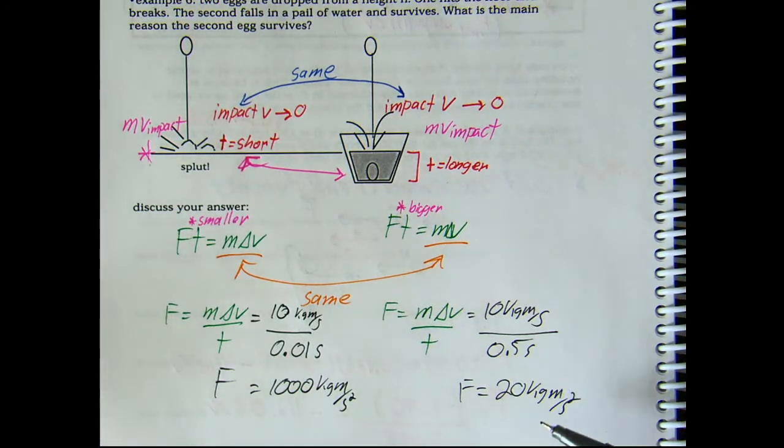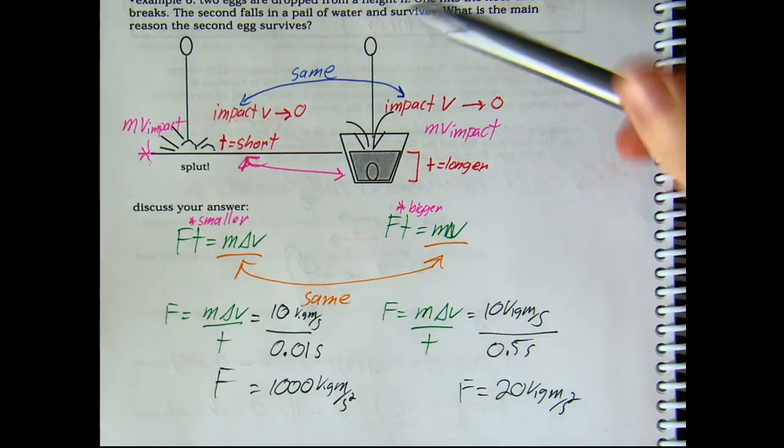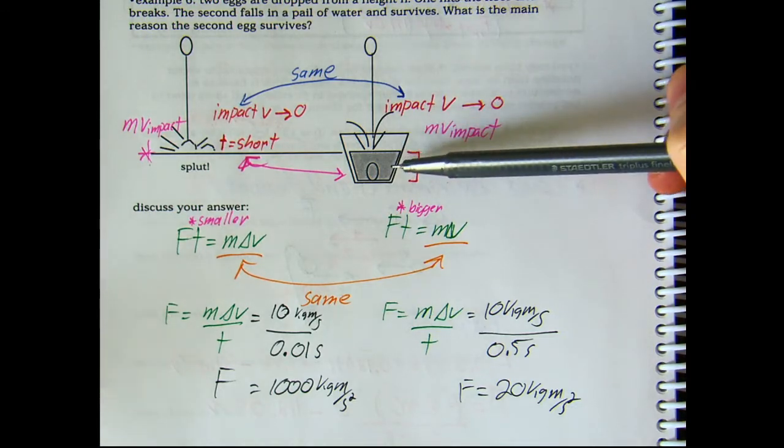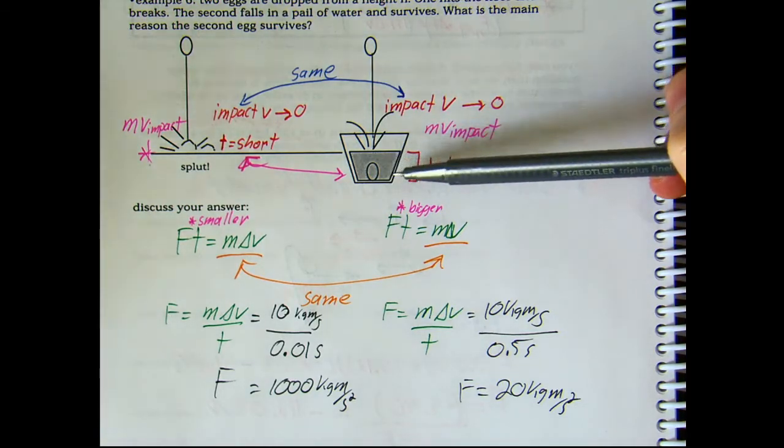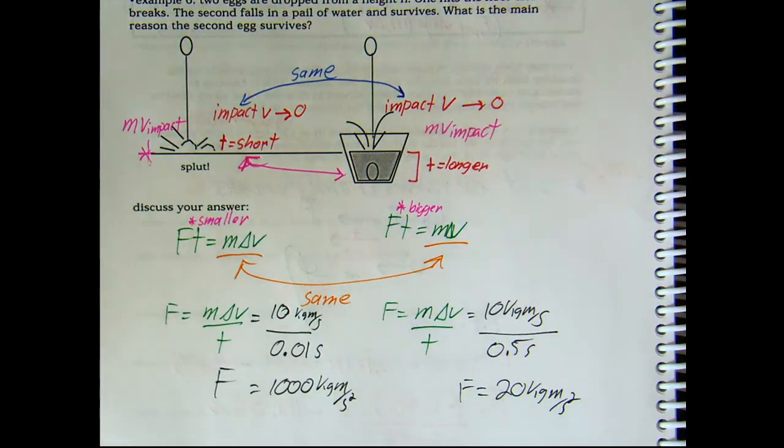So we have this idea that the egg can survive by allowing it to be brought to zero over a larger period of time. This is the same concept behind airbags. Without an airbag, your face gets stopped by the dashboard in a very short period of time. With an airbag, your face gets stopped over a much longer, relatively speaking, period of time. So your face can still remain your face. So that's why we look at this idea of impulse.